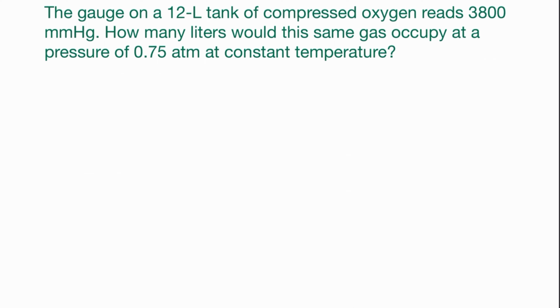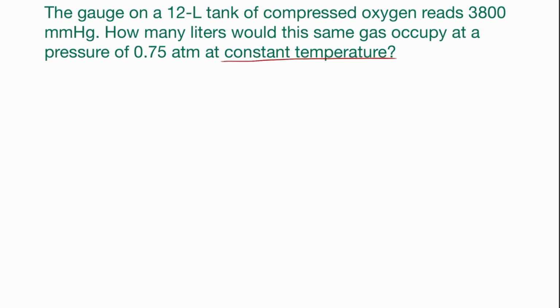Okay, on to our second and last example. The gauge on a 12-liter tank of compressed oxygen reads 3,800 mmHg. How many liters would this same gas occupy at the pressure of 0.75 atm at constant temperature? And they even give it to you in this. Remember, the temperature is always constant.